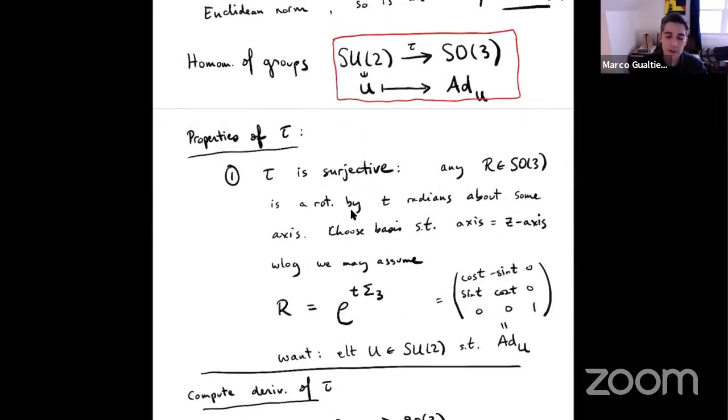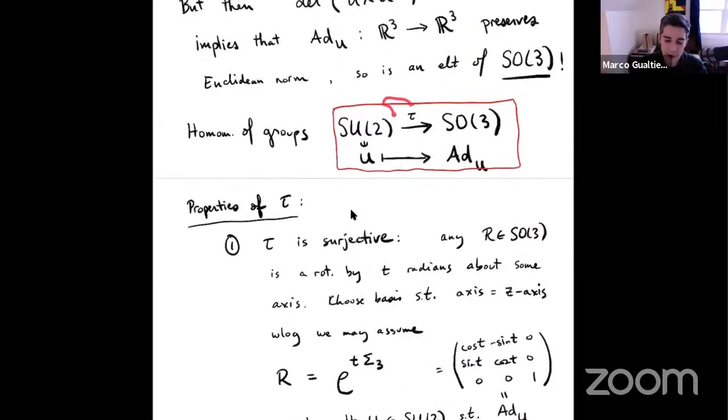So this calculation, what is it doing? It's saying that we have a map tau from this group to this group. What tau does is it takes a unitary matrix and sends it to the conjugation operator. Now, if I took the identity matrix inside SU2, it would be sent to Ad of the identity, which is conjugation by the identity matrix, and that does nothing. That's the identity matrix. So the identity is taken to the identity.